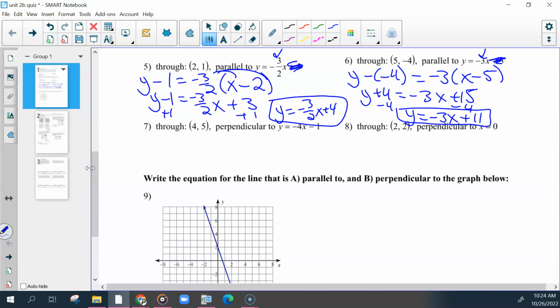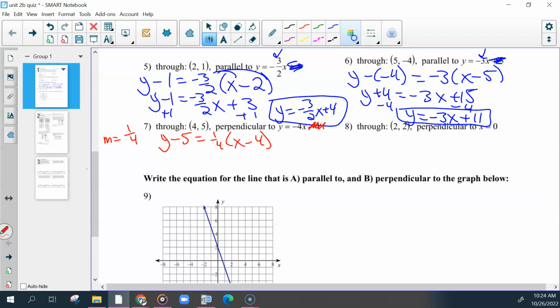Seven and eight are similar, but with seven and eight, they're both perpendicular. So the slope has to change. So if this was a negative four, if we take it and flip it and make it positive, that new slope should be 1/4. Some of you were using the same slope, which caused everything else to be wrong. Again, we don't need that negative one. So y minus 5 equals 1/4 times x minus 4 would be the start to our equation.